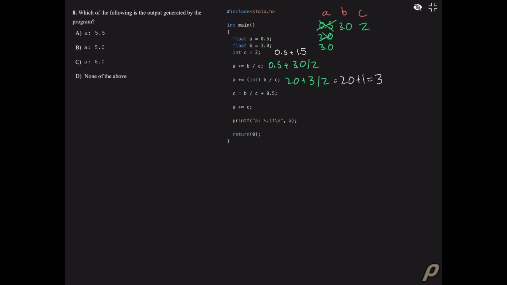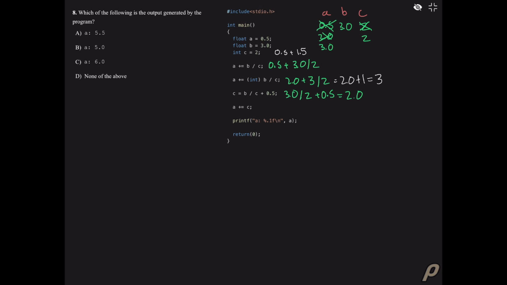We get c equals b divided by c plus 0.5. So we know that b is 3.0, we know that c is 2, and we add 0.5 to this all. We see that we're not doing integer division because this is not an integer. So we just get 1.5 plus 0.5, which is just 2.0. But since c is an integer, be sure to pay attention to that. C is an integer, so this is just 2. It is not 2.0 because it is just an integer. And so c didn't really change its value, but we can still cross it out so we don't get confused.